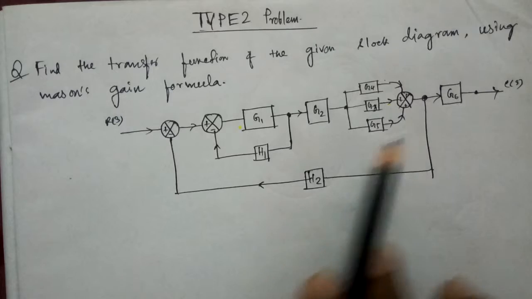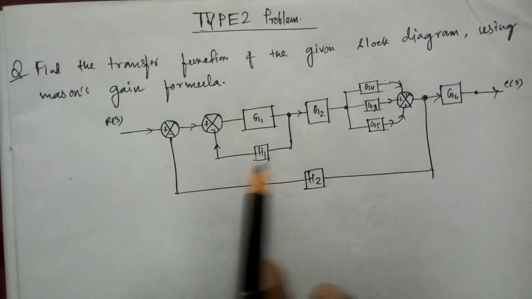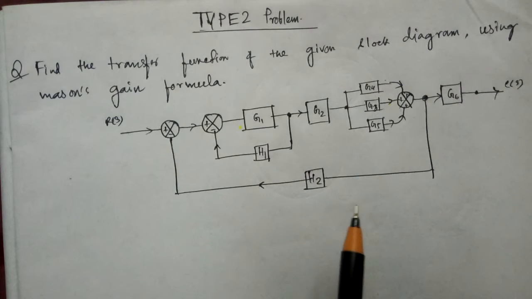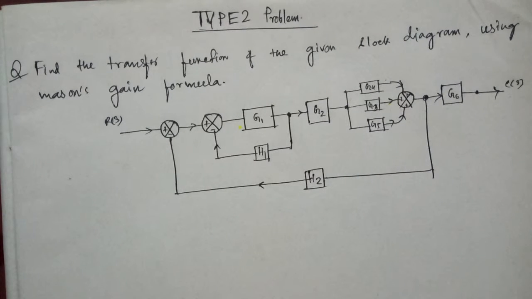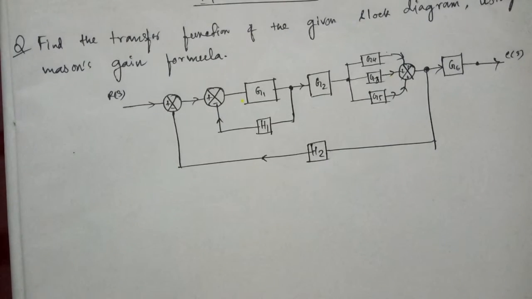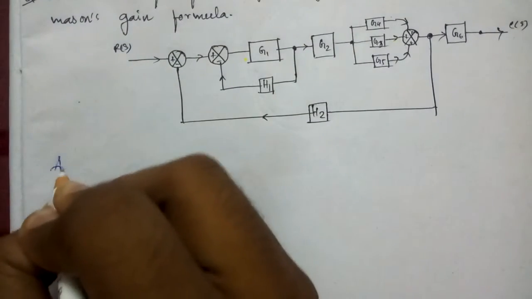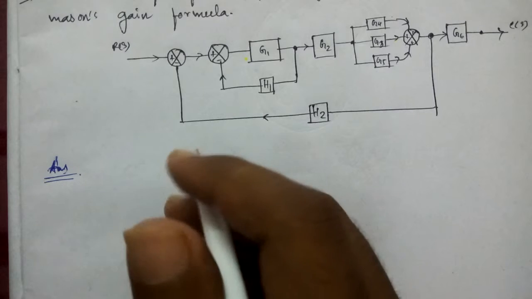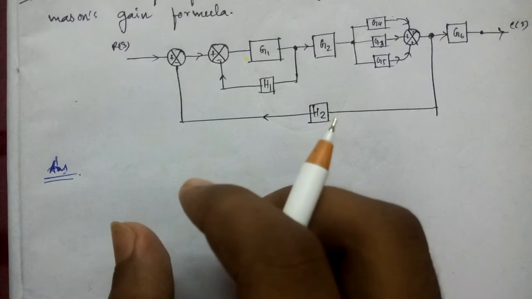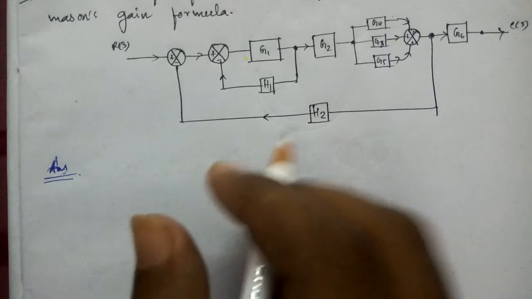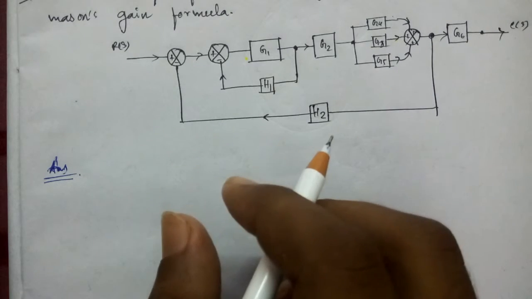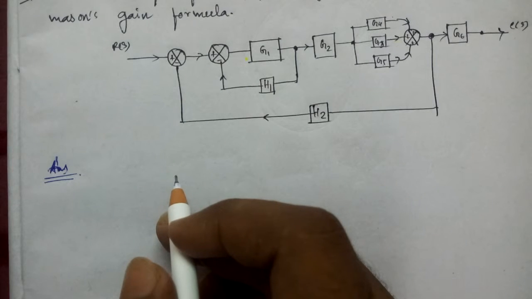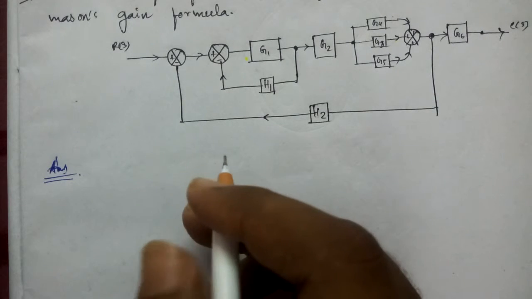So we know that directly from this block diagram we can't apply Mason's gain formula. First we have to convert it into a signal flow graph, then we can apply Mason's gain formula and find the transfer function. So let us first convert it into the signal flow graph. Previously I told you that all the adding points, or summers, will act as nodes of the signal flow graph, and the takeoff points will also act as nodes. So according to that, let us draw the signal flow graph.